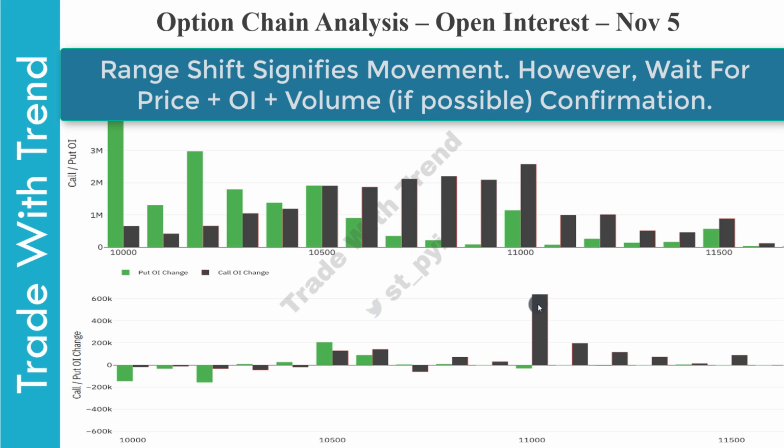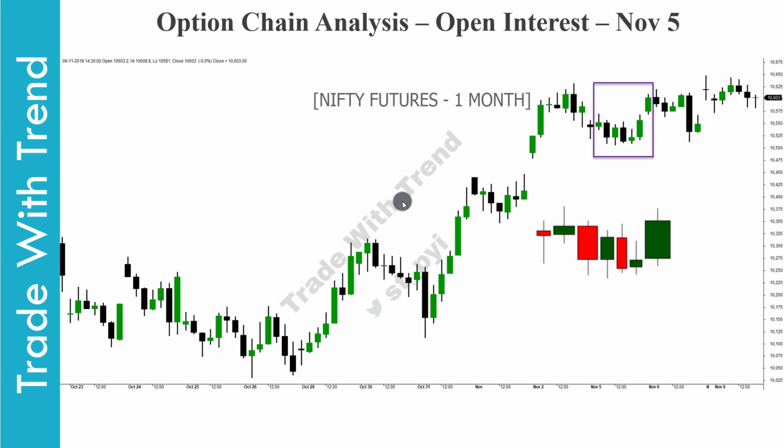Now, whenever you see a range shift suggested by open interest, try and see if the recent price trend is confirming the same, and if the data of price and open interest will confirm the same in the next couple of sessions. Again, this is a very simple yet effective concept when it comes to option chain analysis. Let us now move to the price analysis segment to understand November 5th better.